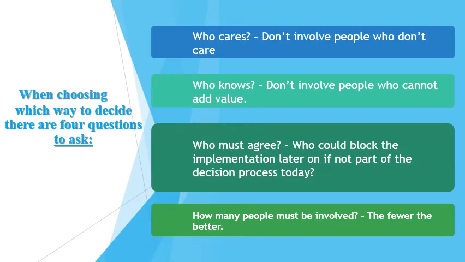When choosing which way to decide, there are 4 questions to ask. Number 1. Who cares? Don't involve people who don't care. Number 2. Who knows? Don't involve people who can't add value. Number 3. Who must agree? Who could block the implementation later on if not a part of the decision process today? Number 4. How many people must be involved? The fewer, the better.